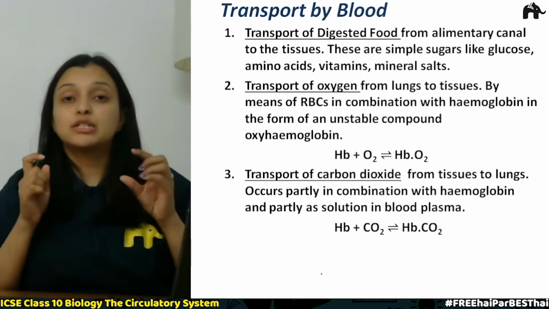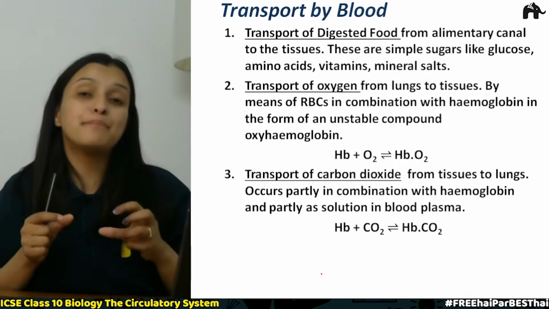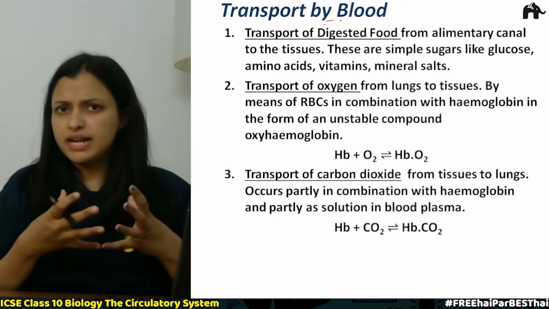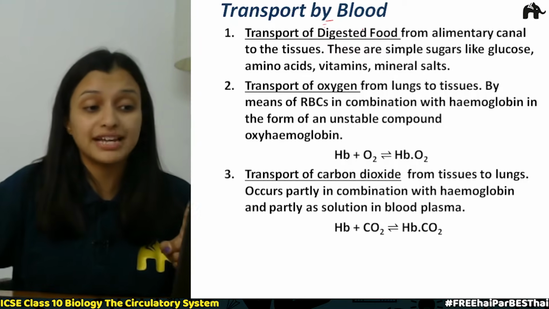Now let us start with the first function of blood, that is the transport by blood, right? So the transport by blood. There are different transports that happen through blood. The first is transport of digested food.